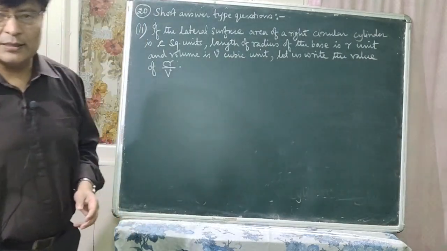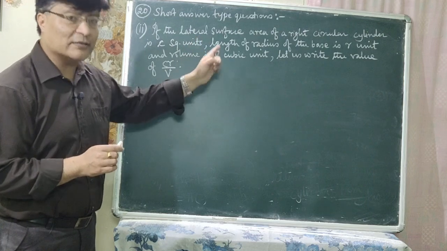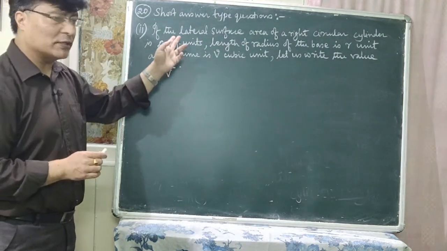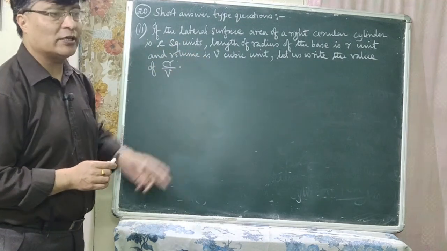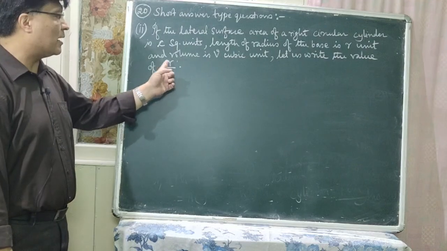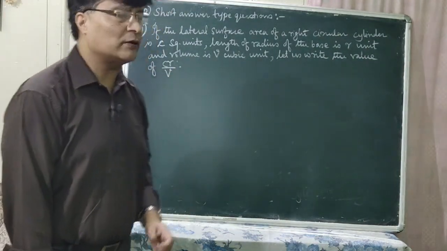What is the length of the radius of the base? It is r unit. And the volume of the cylinder is v cubic unit. So let us write down the value of CR divided by V. You have to write down the value for CR upon V.